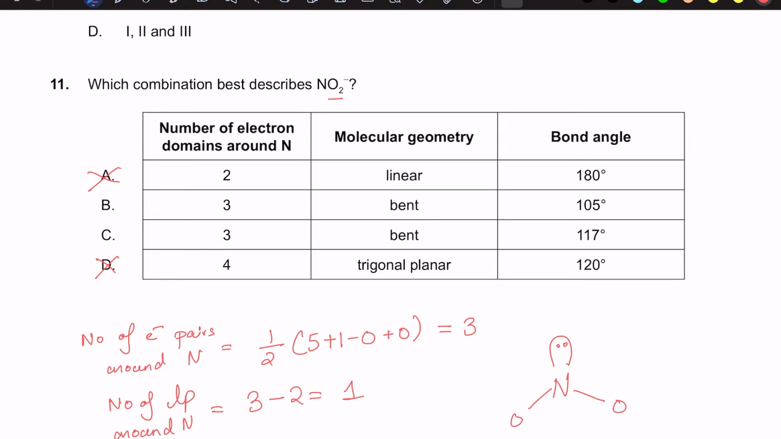Okay, it's NO2 minus, so probably it will look like this, right? So when we draw the structure, we won't be able to see this lone pair here, right? So it looks like a bent structure. So obviously the molecular geometry will be bent.